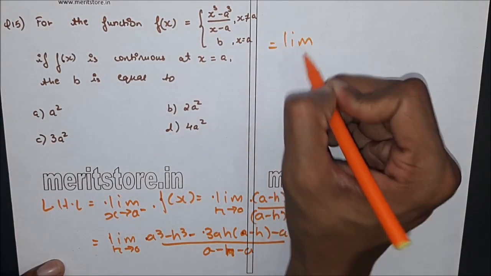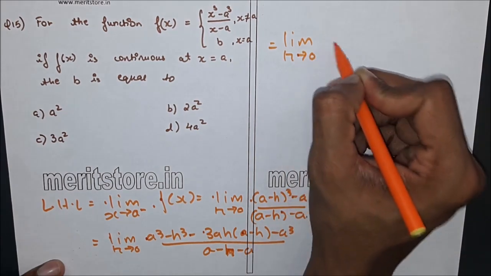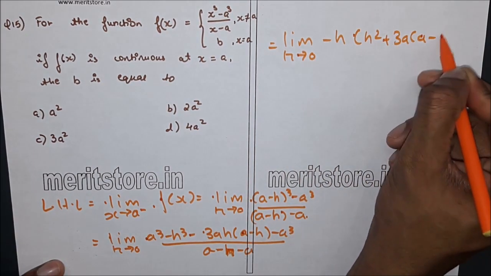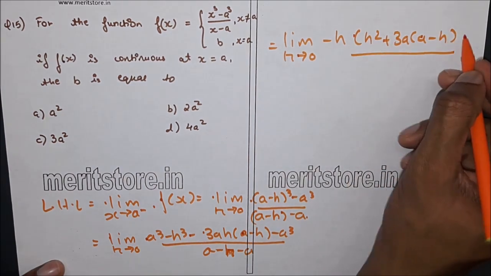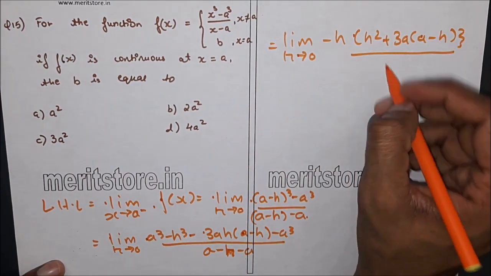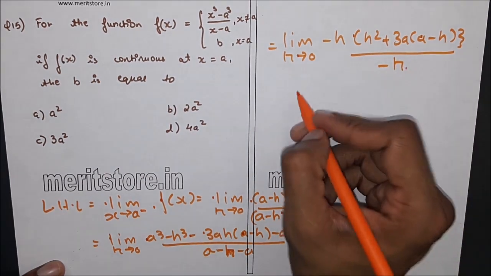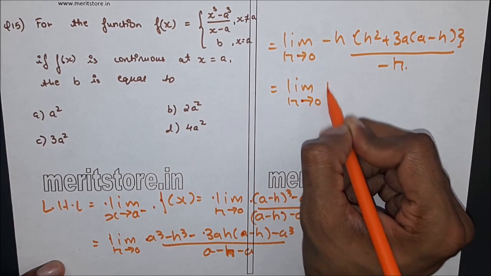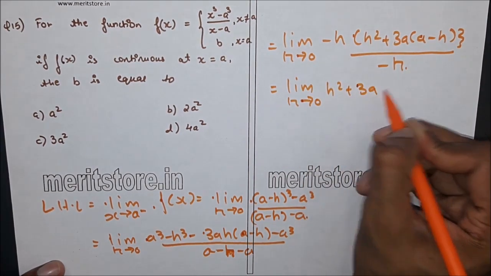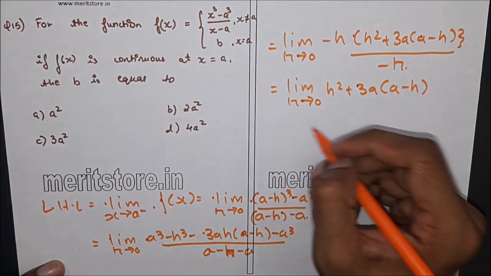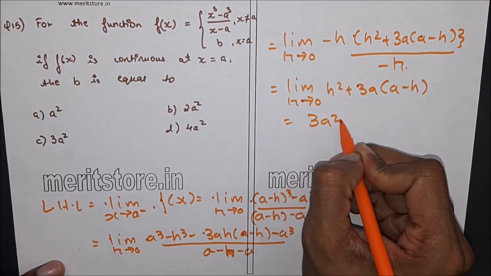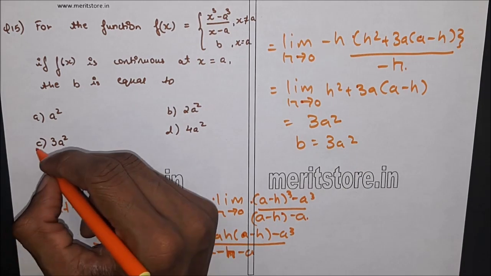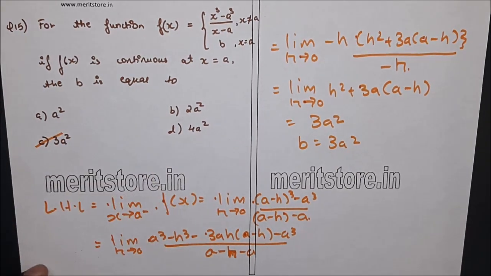Therefore, limit h approaches to 0, we get minus h square plus 3a into a minus h upon minus h. For this one, we get limit h approaches to 0 of h square plus 3a into a minus h, which is equal to 3a square. Therefore, we get b is equal to 3a square, which is our option C. Therefore, option C is the correct answer.